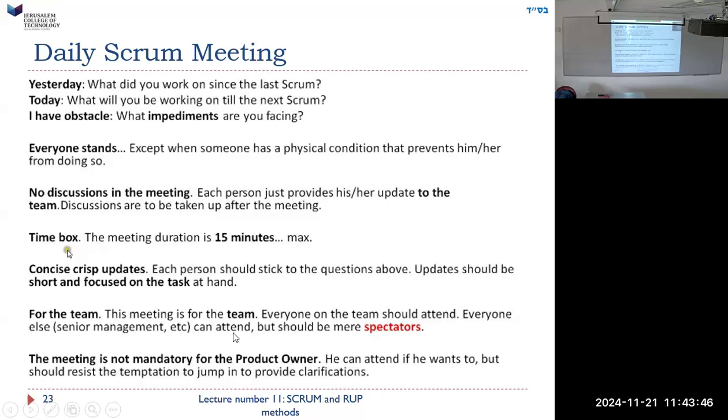This meeting is for the team, and everyone on the team should attend. Senior management can attend, but they should be spectators. In other words, this is the team's meeting. Therefore, if you're having trouble, you shouldn't be embarrassed, because it's just your coworkers that you're talking to. You're not really talking to the manager. It's all designed, very clever, to reduce anxiety and create what's called a healthy working environment, so that people don't feel like they're being pressured.